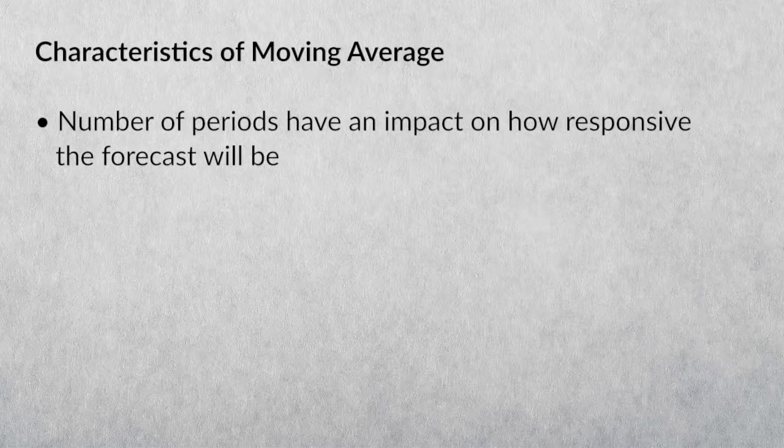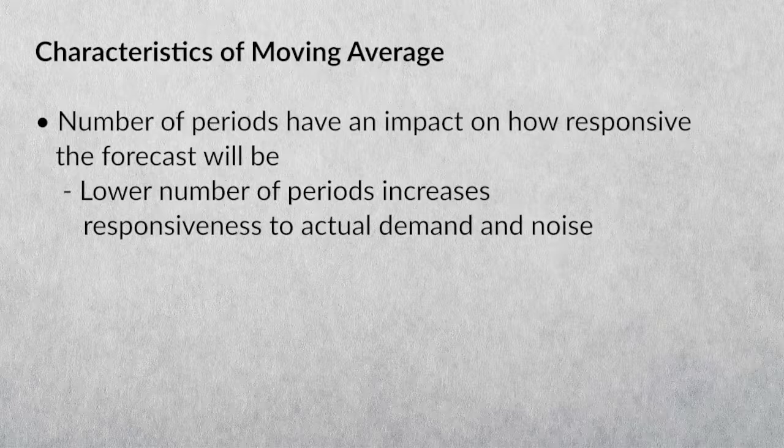Now some characteristics. The number of periods has a huge impact on how responsive your forecast is going to be. Generally speaking, when your number of periods is small, that increases the responsiveness. Why does it do that? When the number of periods is small, the weight assigned to each period is high because you're taking a simple average. So as new data comes in and you're assigning higher weight to it, it becomes more responsive.